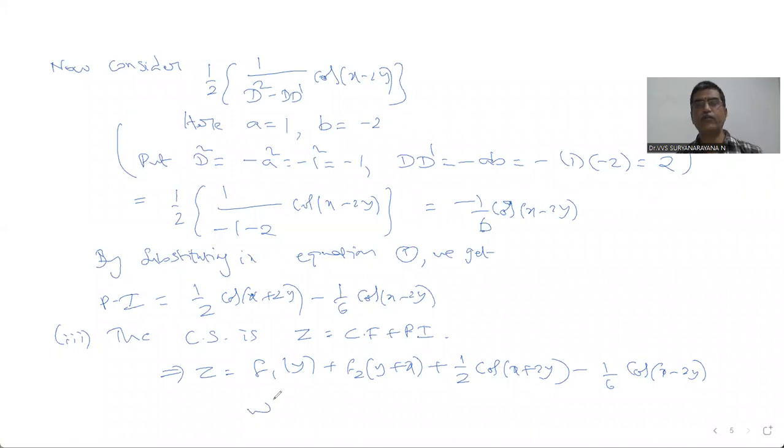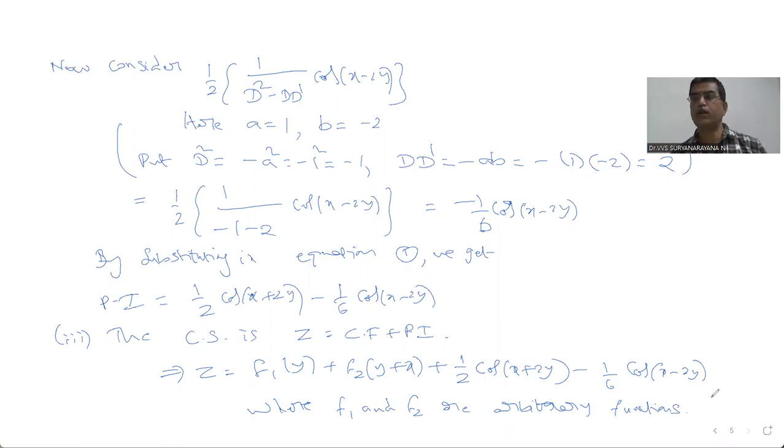Now in the final answer we have to explain what f1 and f2 are. Simply write f1 and f2 are arbitrary functions. For a second order PDE, the solution must contain either 2 arbitrary constants or 2 arbitrary functions. So here f1, f2 are 2 arbitrary functions. So this is the complete solution of the given problem.